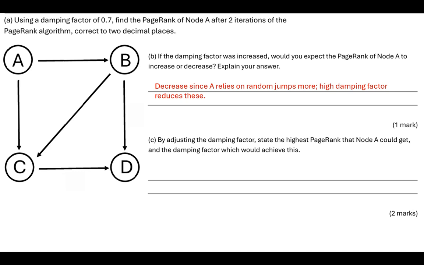And the next one, hopefully it sort of follows from this. Well, if we want A to be very high, we want no damping factor. We want all random jumps. And if it's all random jumps, everything is just 0.25.